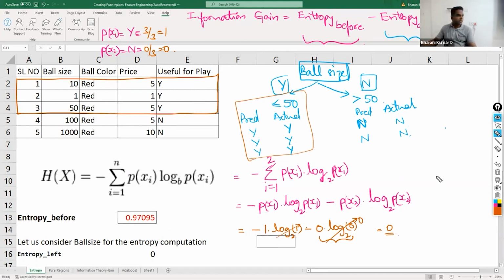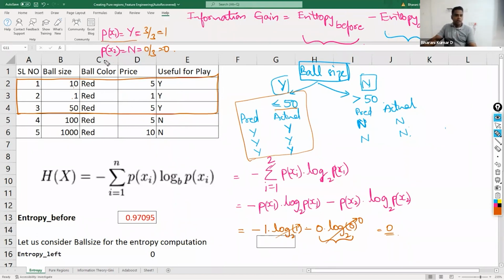Any doubts? Which one? This one? So we are calculating for left side first. Left side, what is the condition? Less than or equal to 50. Is 10 less than 50? 1 less than 50? 50 less than or equal to 50? Yes. So I'm taking only these three. Correct. For this side, now I want to calculate probability of x1.